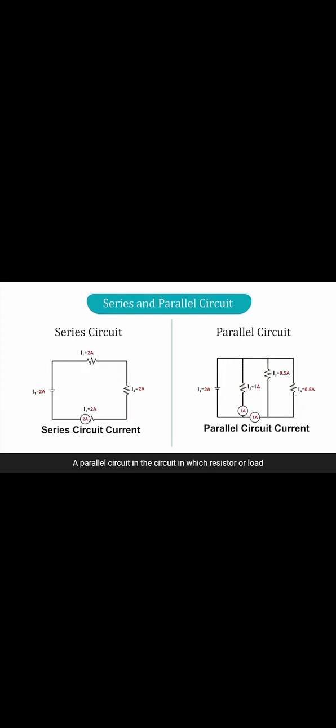A parallel circuit is a circuit in which resistors or loads are connected in parallel to each other, so that the current flow has multiple paths, but the voltage across each resistor or load is the same, which again can be checked with the help of a multimeter.